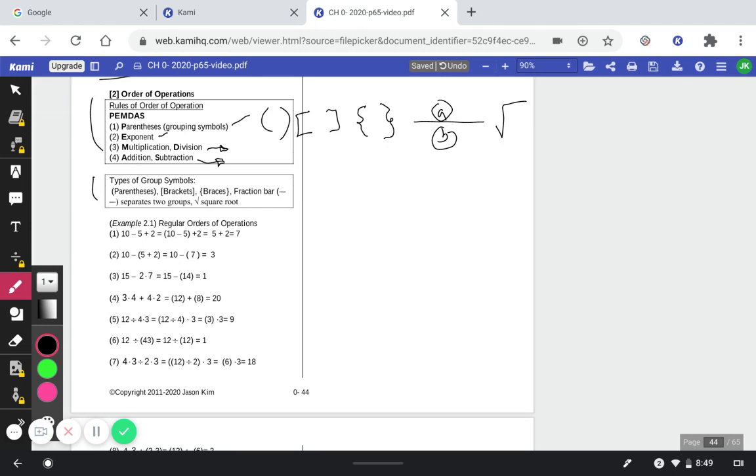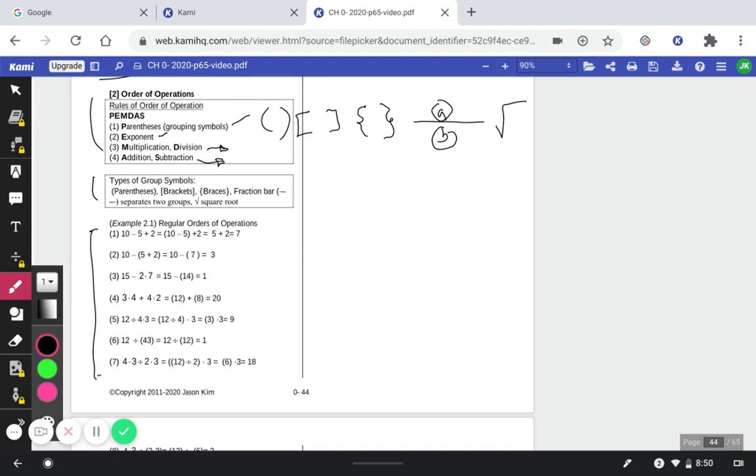The types of group symbols are parentheses, brackets, braces, the fraction bar that separates into 2 groups, and the square root, that's all. So when there is a group symbol, if there is only one number there, then you don't do anything about it. You just treat it as a regular number. But if there are addition and subtraction, many terms, then you have to simplify inside the parentheses or inside of the group symbol first, only if they have more than one term. Okay, so that's what a group symbol is for.